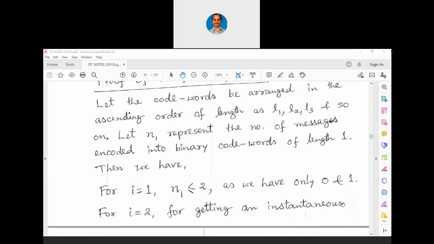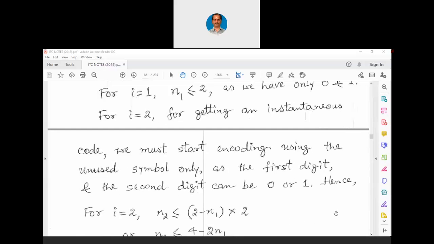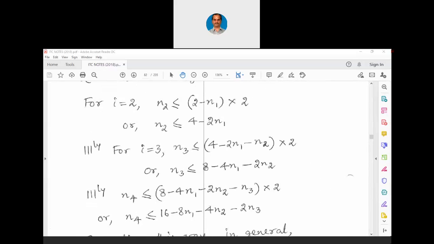For i equals 2, for getting an instantaneous code, we must start encoding using the unused symbol only as the first digit, because we want to have this prefix property where no code word is a prefix of some other code word. And the second digit can be 0 or 1. Hence, we have this expression: for i equals 2, N2 is less than or equal to (2 minus N1) into 2, or N2 is less than or equal to 4 minus 2N1.